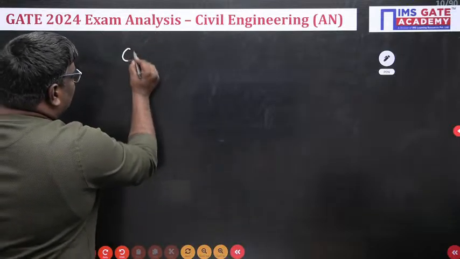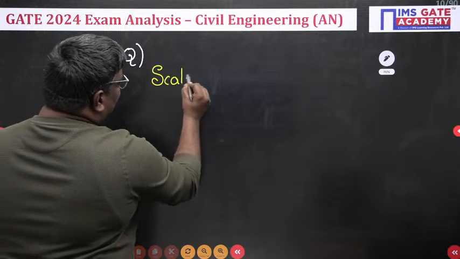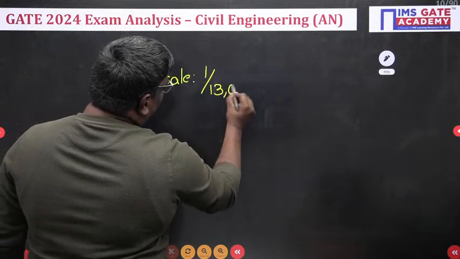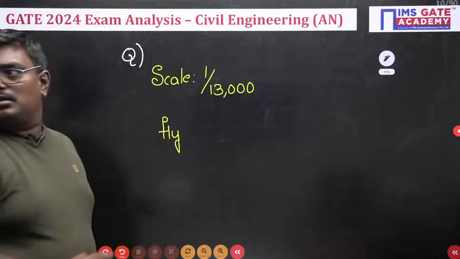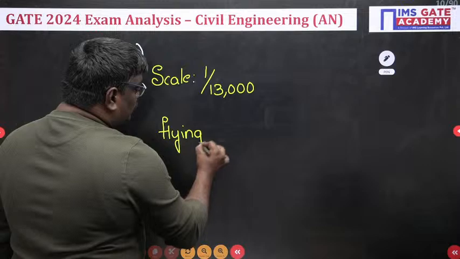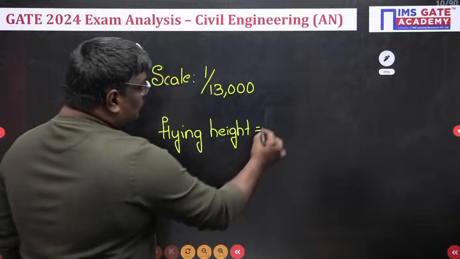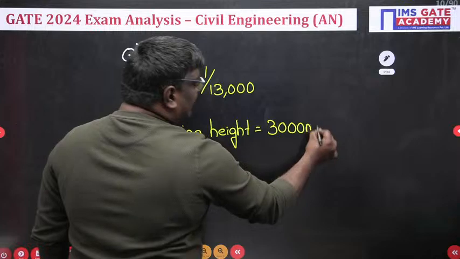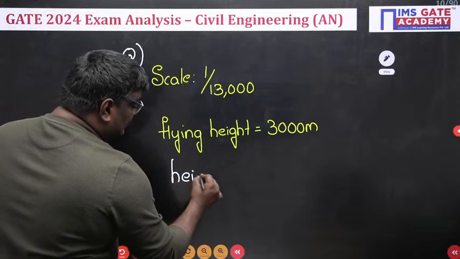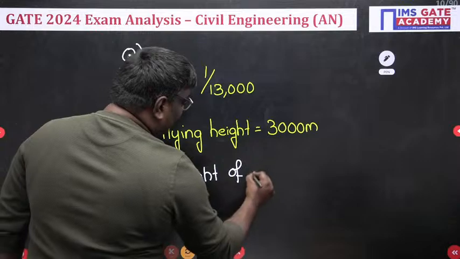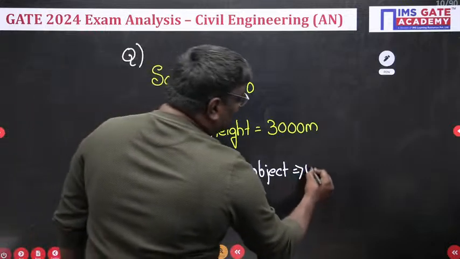They have given in the question, this is a question related to surveying. The scale was given as 1:13,000. What is the scale they have given? 1:13,000. And if you see here, my dear students, the flying height is given in the question as 3,000 meter. The height of the object they have given is 1050 meter.